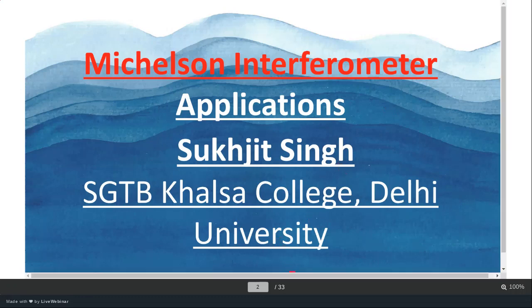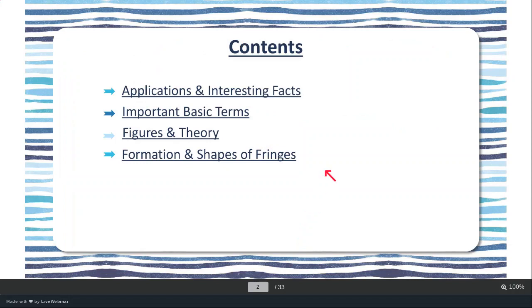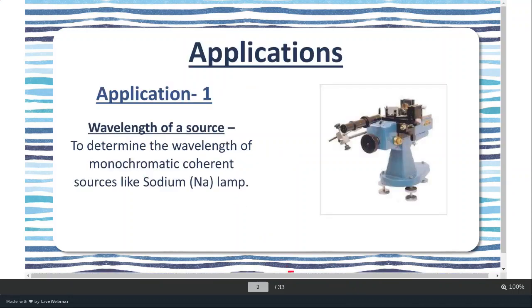So let's begin. Today we'll be discussing these four topics mainly. We have applications and interesting facts. Then we have important basic terms. We have then figures and theory. And then we have the formations and shapes of fringes. So let us begin. First, applications.